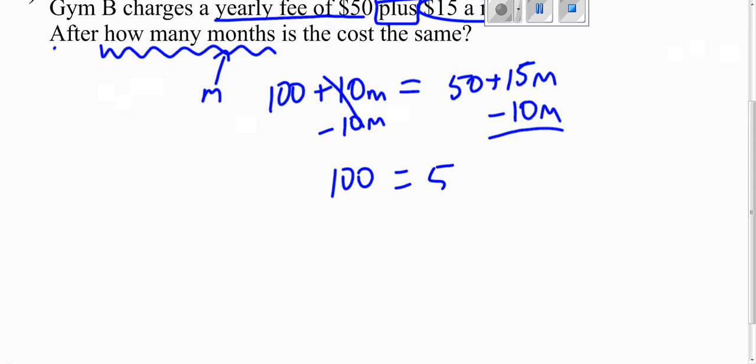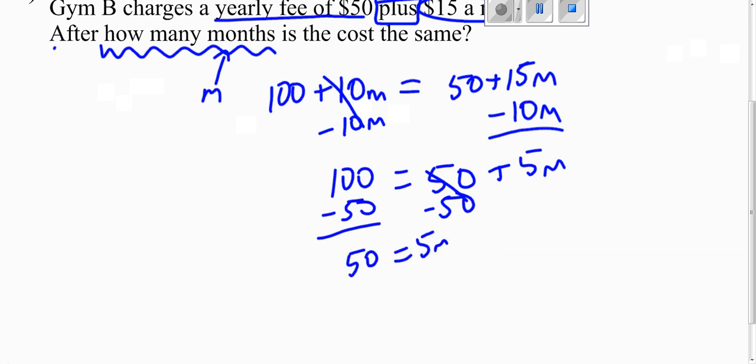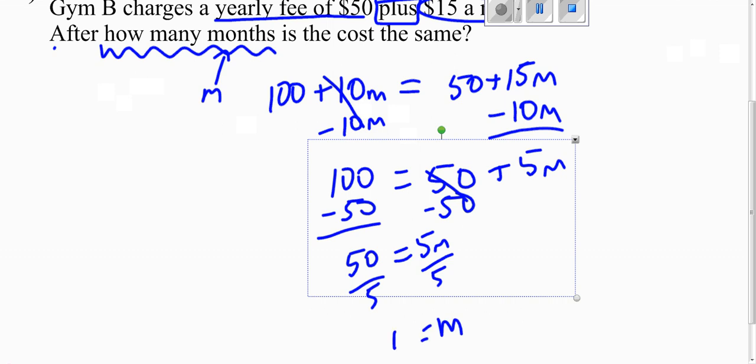100 equals 50 plus 5m. Now minus 50 from both sides to try to get the variable by itself. 50 equals 5m. Divide both sides by 5. M equals 10 months.